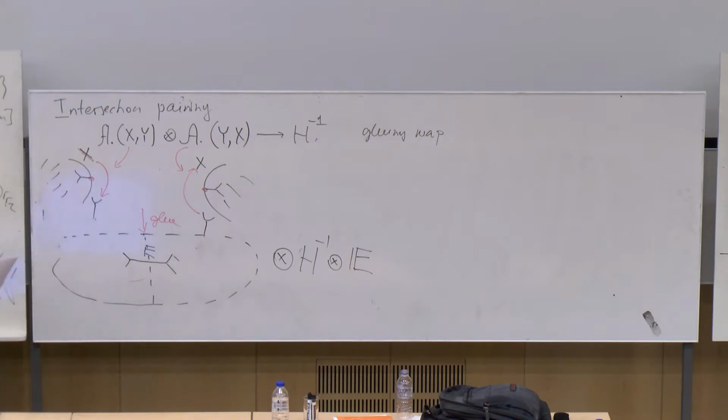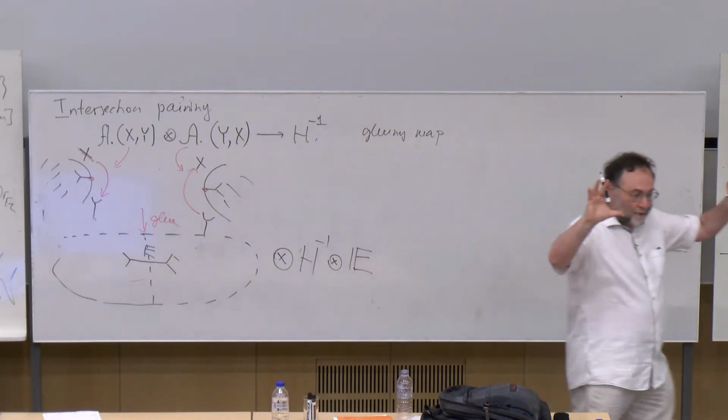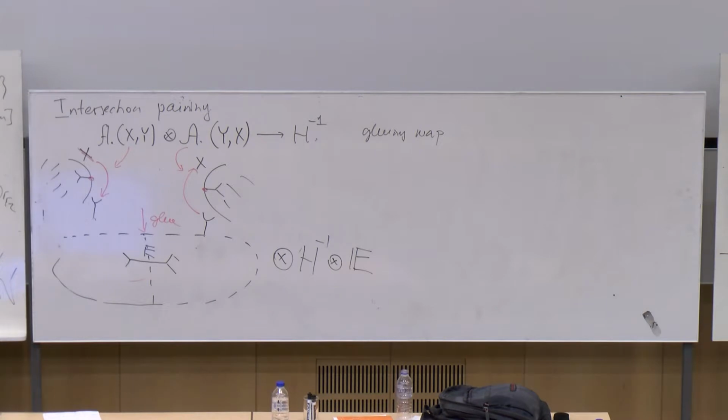Too fast, okay. So let's slow down. What I'm doing, I'm taking two surfaces. Or maybe I take one surface. Let's say I take two surfaces, and I want to glue them in all possible ways.